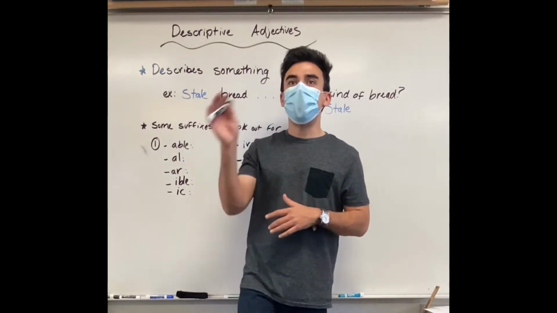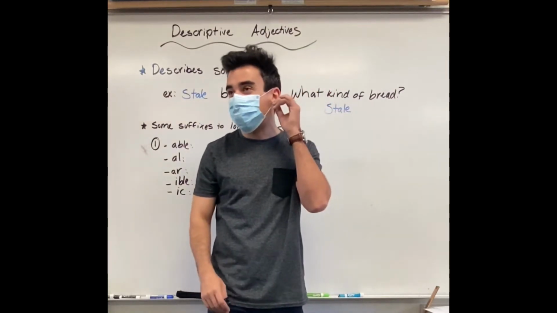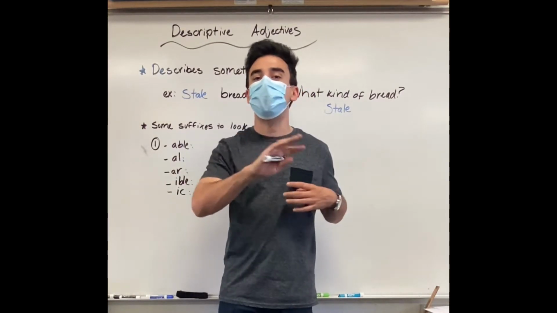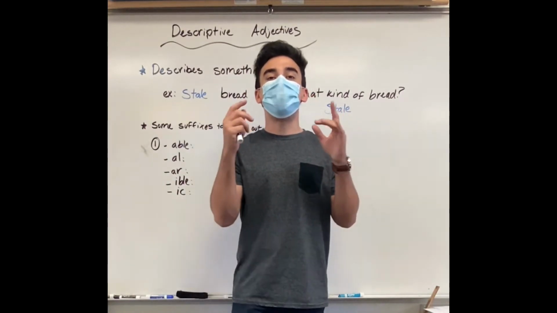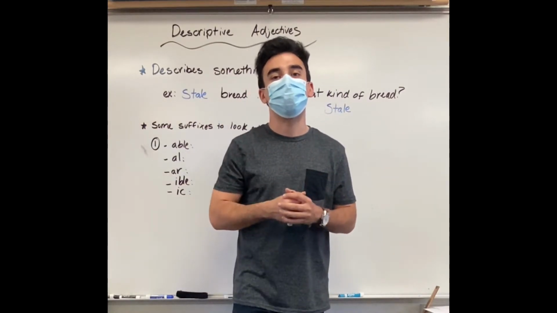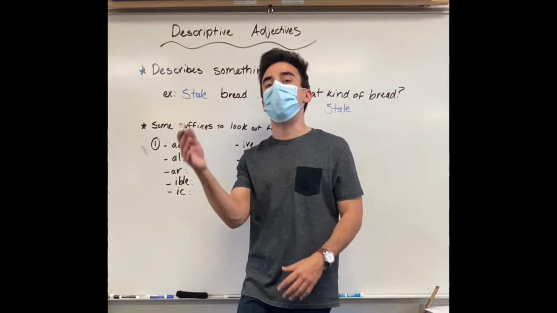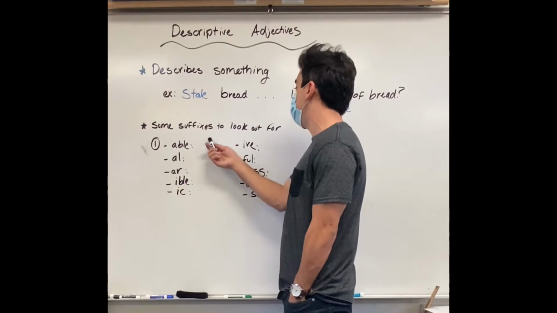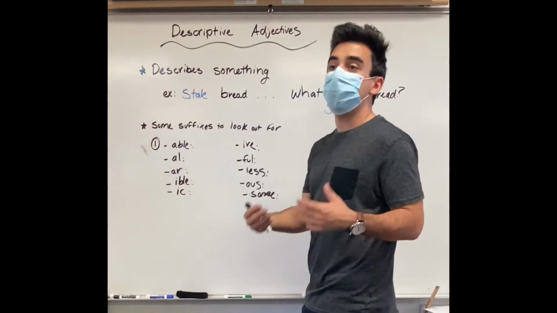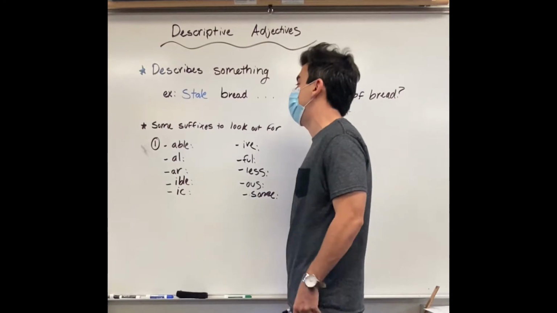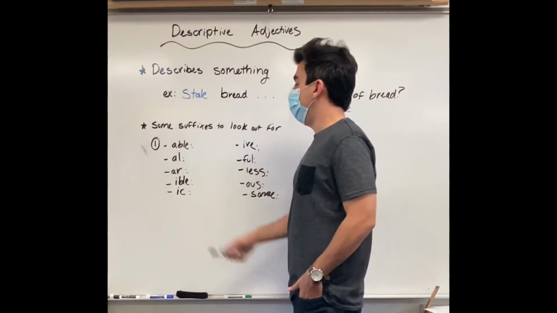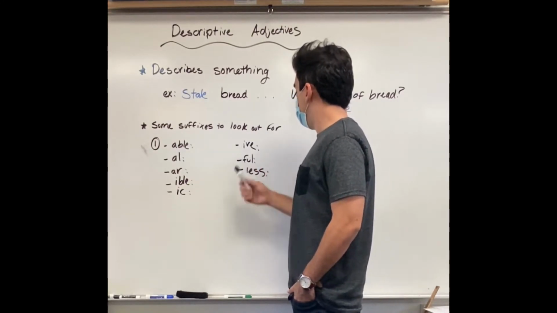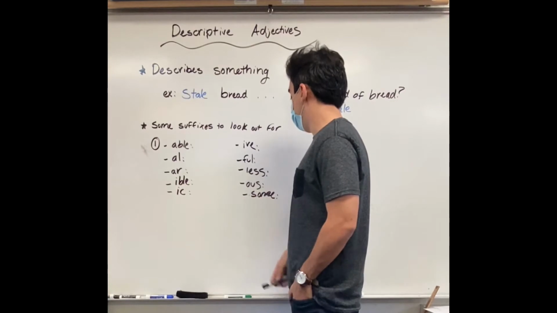It's not always going to be in front of the noun, but when it's not, that's also called a predicate adjective, and we're not going to get into that. We're just going to focus on the descriptive adjectives that aren't predicate adjectives, so just adjectives that are in front of the noun. Now, here are some amazing suffixes to look for when you are coming across adjectives or creating descriptive adjectives. We have able, al, ary, ible, ic, ive, ful, less, ous, and some.